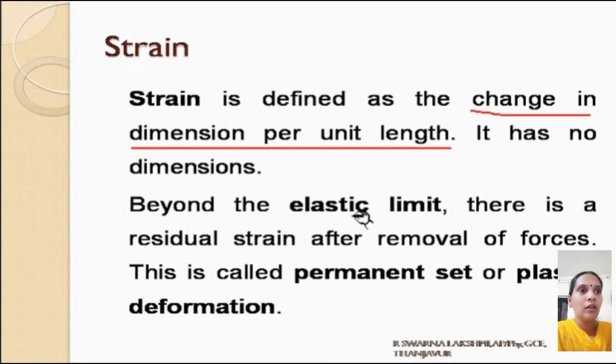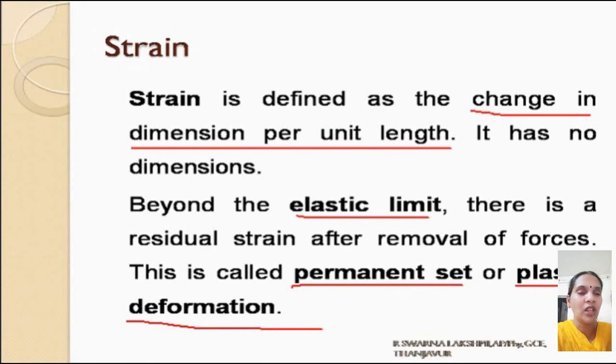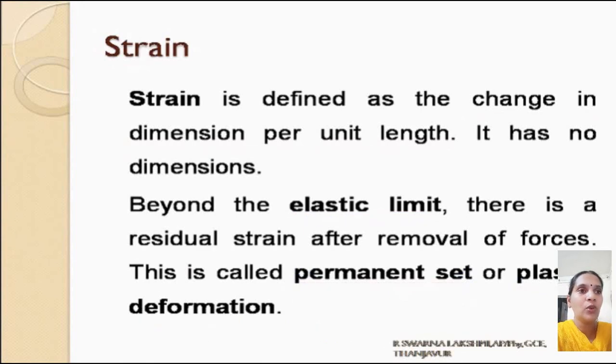So, beyond the elastic limit, there is a residual strain after removal of forces. So, we need to know what is elastic limit, and this residual strain is called as permanent set or plastic deformation. So, we need to know what these terms mean. So, we proceed to the stress strain plot.